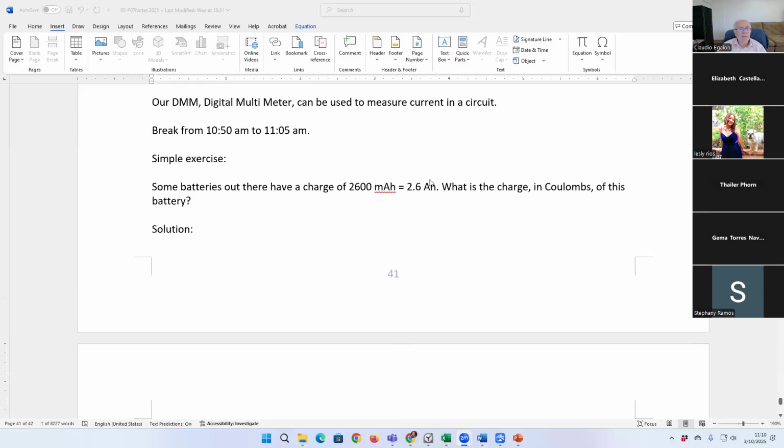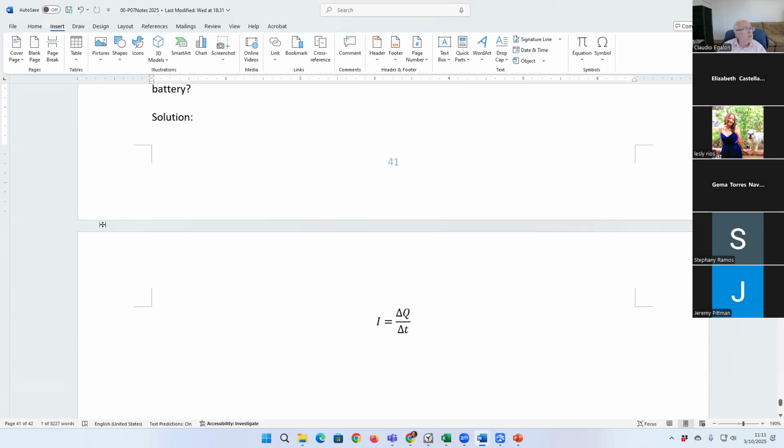Now we have it. Some batteries out there have a charge of 2,600 milliamps hour. This part here that you see is a current, right? But then this current is being multiplied by a unit of time. When you multiply the current by the unit of time, you end up with the charge. Okay? So there you go. And you're going to see more clearly in this equation. We want to know what is the charge that your battery holds in coulombs. What's the charge in coulombs, right?